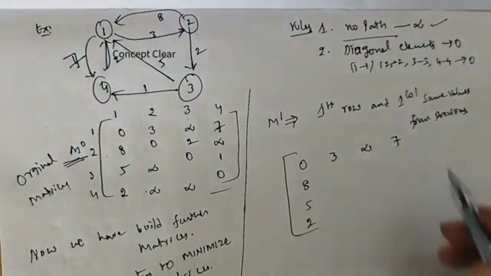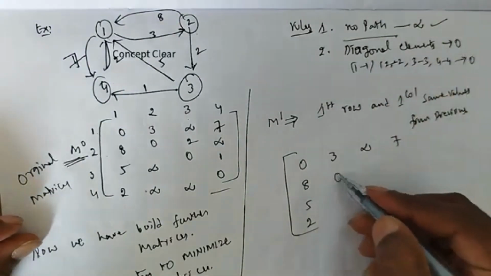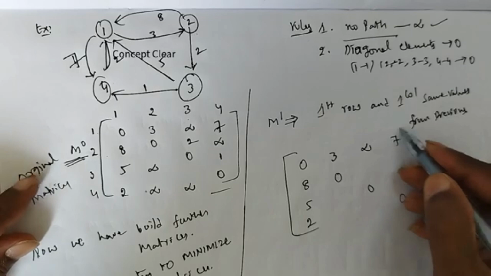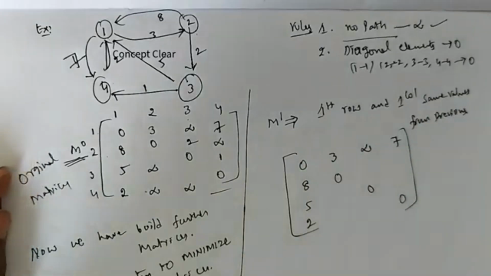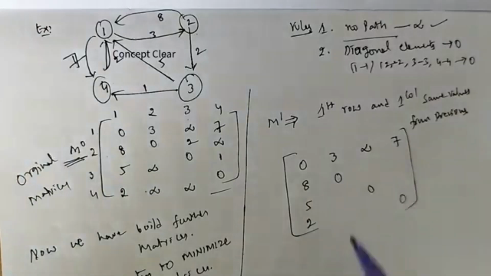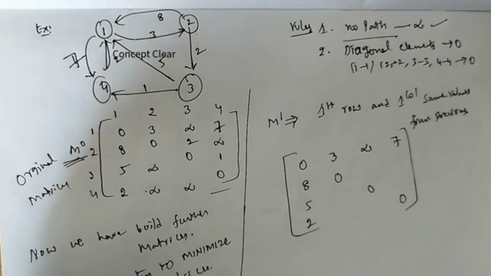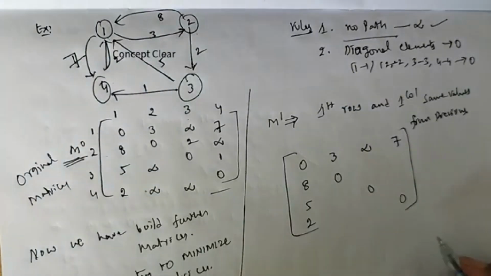And what about the rule? All diagonal elements are 0, 0, 0, 0. And what about the remaining elements? Here we have to fill the remaining gaps. How to fill? Again, we have to calculate the remaining values.